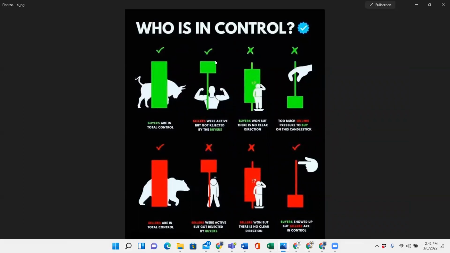We have a hammer now. So the hammer's over here. Sellers were active. Buyers got rejected. Sellers were active, but got rejected by the buyers. So the sellers came down, buyers rejected them, pushed it back up.